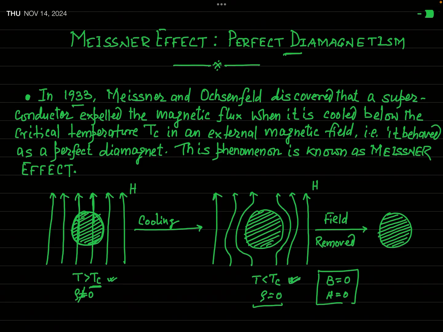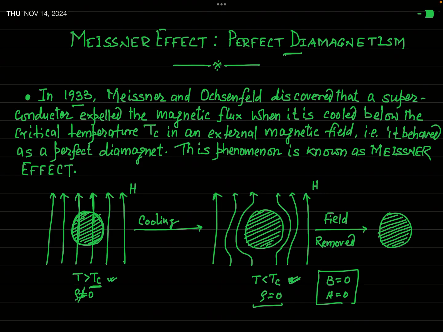Actually, this complete exclusion of magnetic flux by a superconductor is known as the Meissner Effect. And you know, a diamagnetic material actually repels the magnetic field or repels the magnetic lines of force. If no magnetic lines of force pass through a material, such a material is called a perfect diamagnet. So here you can see this superconductor behaves just like a perfect diamagnet.